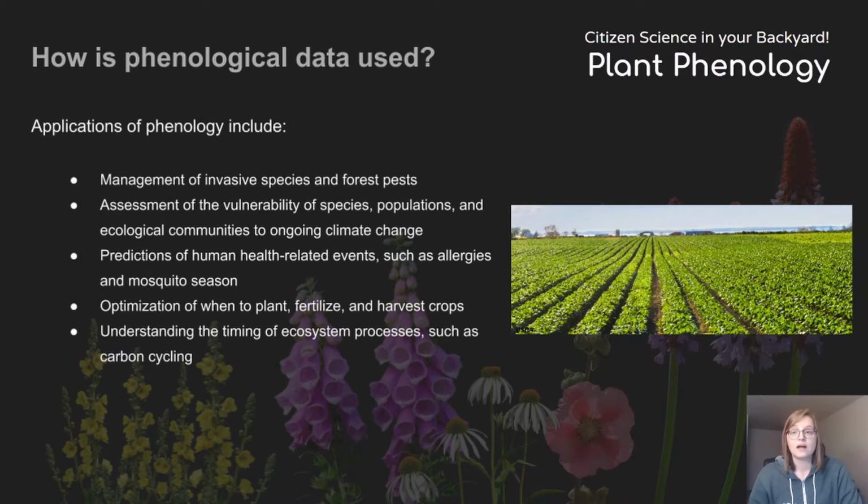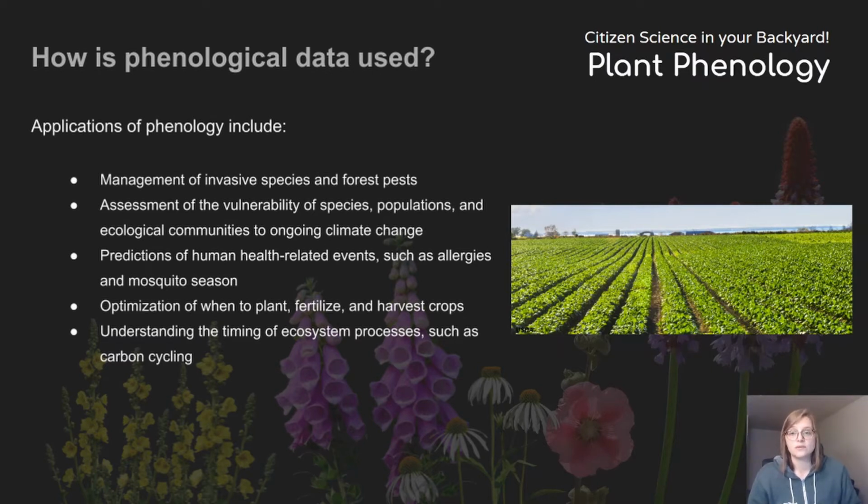So that could come in the form of managing for invasive species, or just knowing what species are vulnerable, or what species populations or ecological communities are vulnerable to a change in the climate. So those are two things that were on this really great list of applications for phenology data that I found from the USA National Phenology Network.